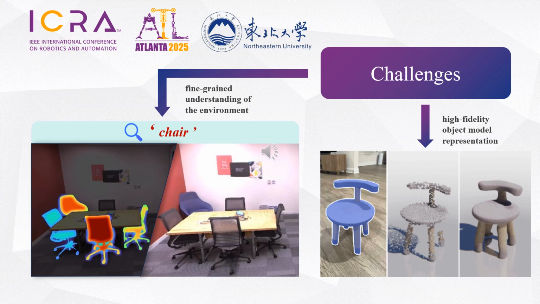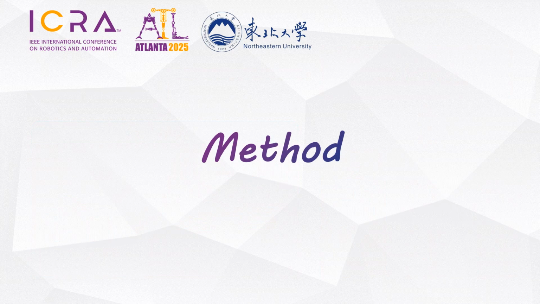The challenges in building an object-level mapping system are as follows. How can we continuously track objects and achieve high-fidelity object model representation in an open world? Additionally, to better guide robots in performing downstream tasks, we need to think about the question: how can we achieve a fine-grained understanding of the environment in an open world? Next, we will introduce our method.